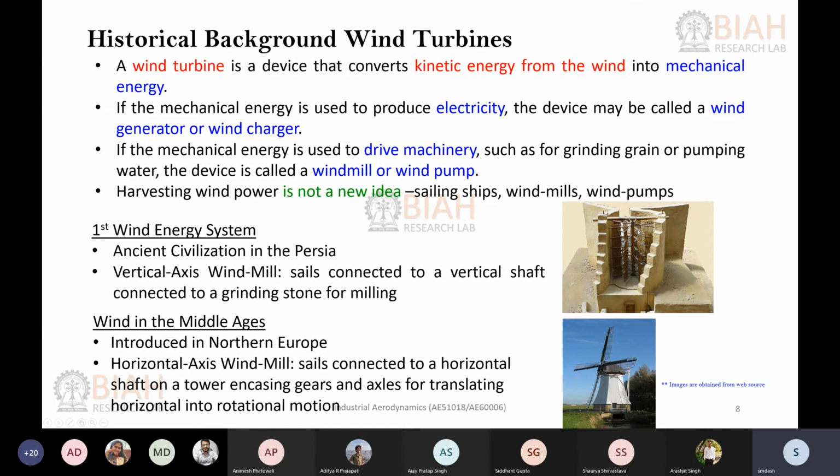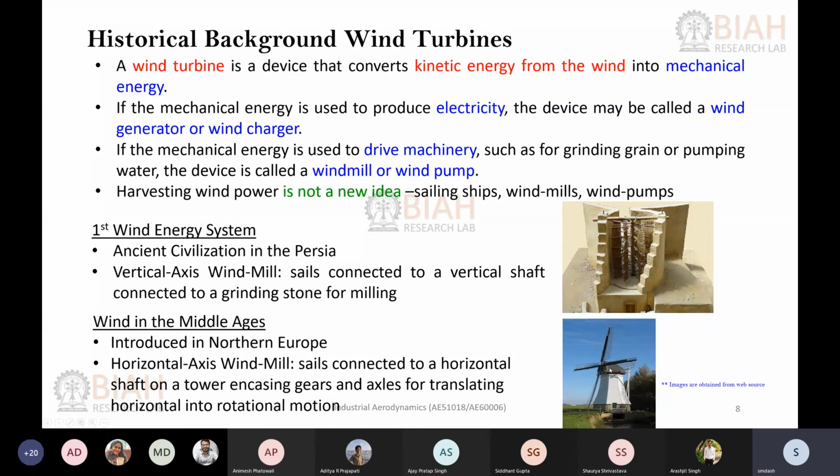So here, when we talk about vertical and horizontal axis, it should be clear: if the axis of rotation is perpendicular to the incoming wind direction, then that will be called vertical axis. And if your axis of rotation is parallel to the wind direction, then that will be called horizontal axis.